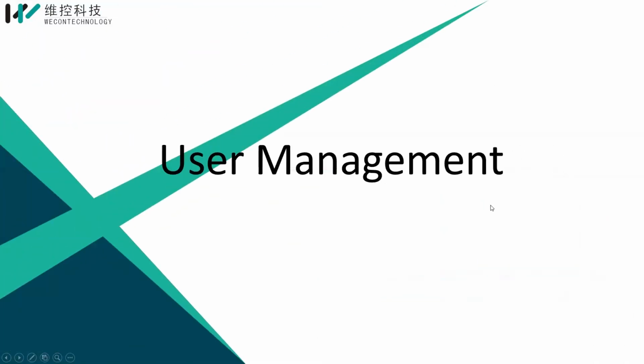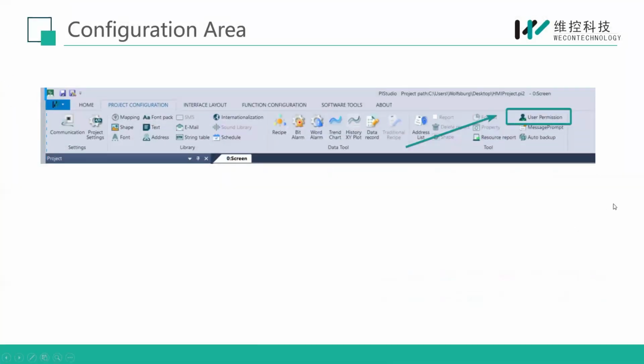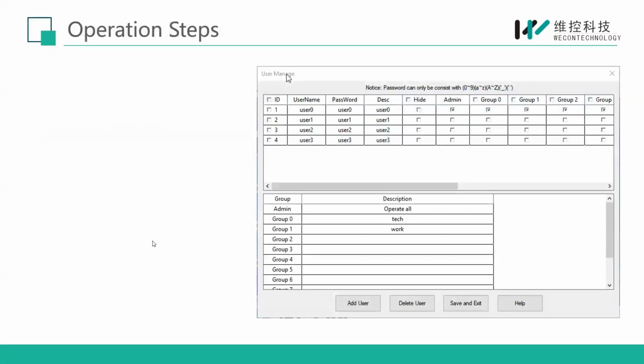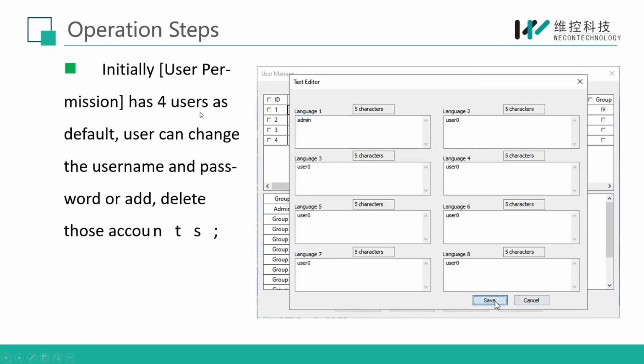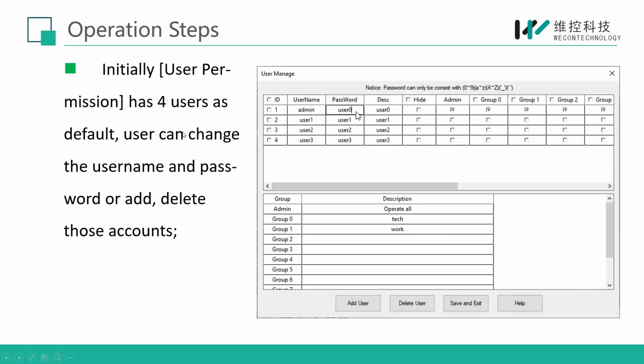And user management. So how can we set it in our HMI? So on the data tool, you can see here, it's a tool area in the project configuration tool area. You can see the user permission box. You just have to click on it, and initially user permission has 4 users as a default. A user can change the username and password or add and delete those accounts.